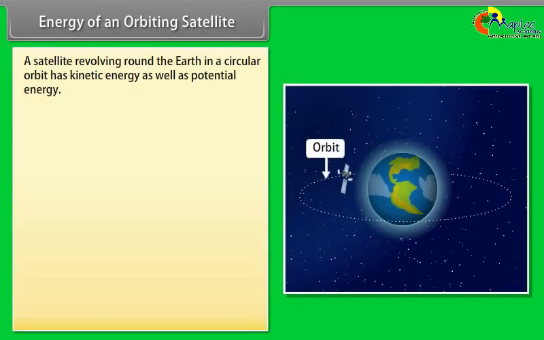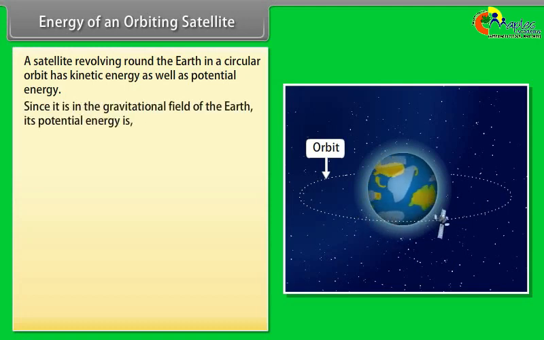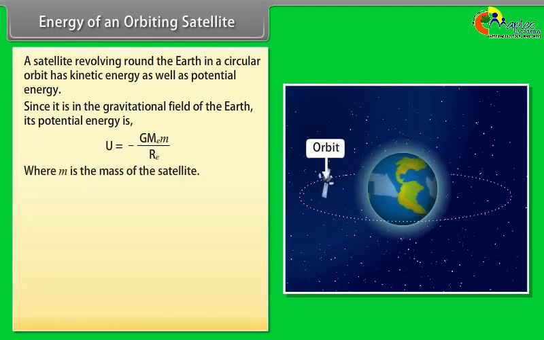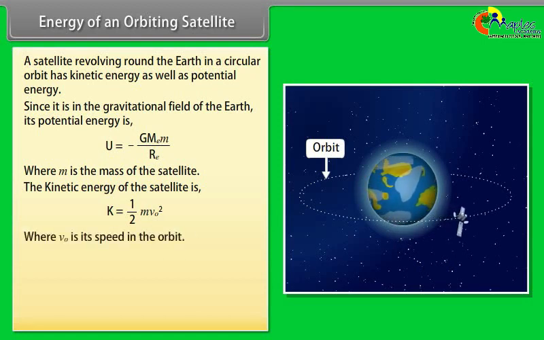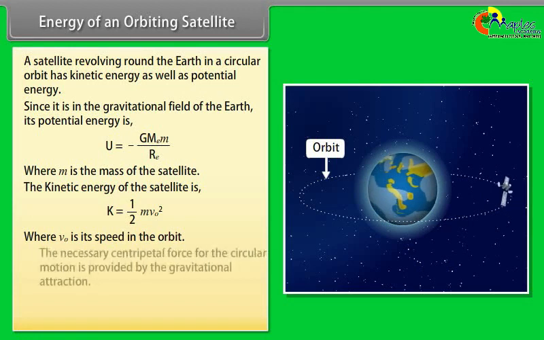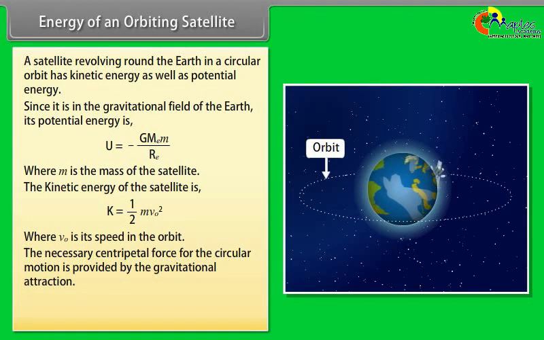Energy of an orbiting satellite. A satellite revolving round the Earth in a circular orbit has kinetic energy as well as potential energy. Since it is in the gravitational field of the Earth, its potential energy is U equals minus GMEM divided by RE, where M is the mass of the satellite. The kinetic energy of the satellite is K equals half mv naught square, where v naught is its speed in the orbit. The necessary centripetal force for the circular motion is provided by the gravitational attraction.